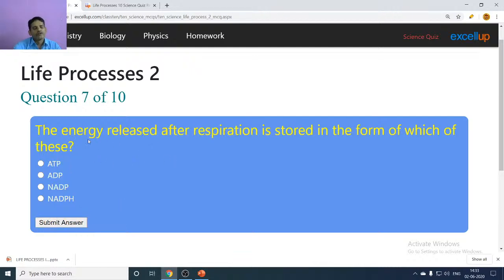Next, the energy released after respiration is stored in the form of which of these? Mostly the energy currency. What is the energy currency? In the form of ATP. Again, when we need energy, that ATP is hydrolyzed to form ADP plus phosphate. And the energy present in that phosphate is utilized for metabolic reactions, metabolic activities.